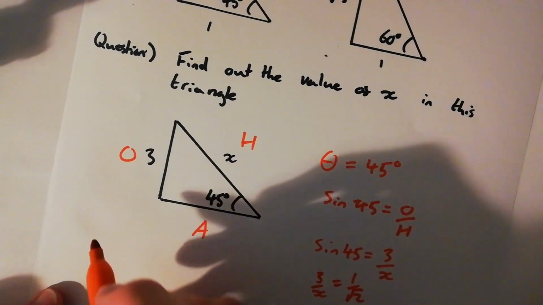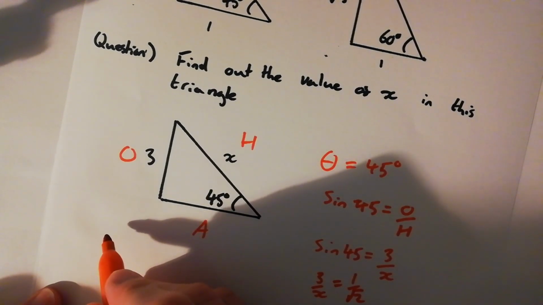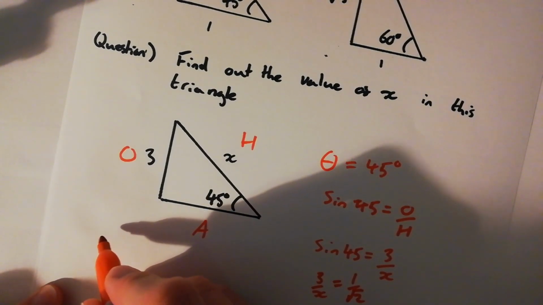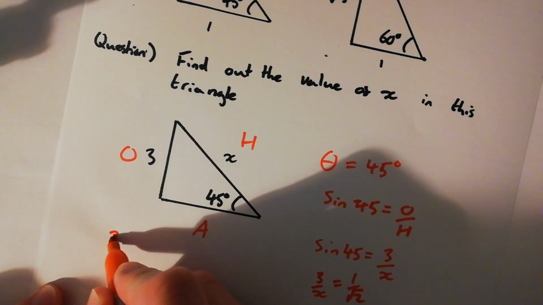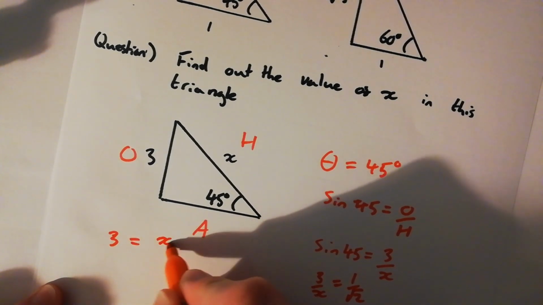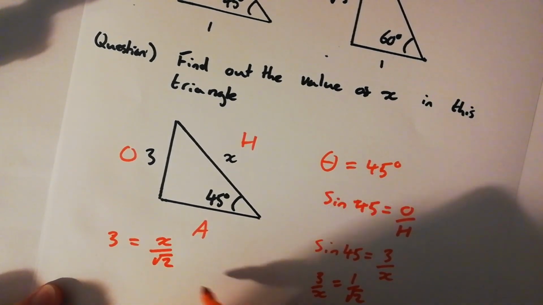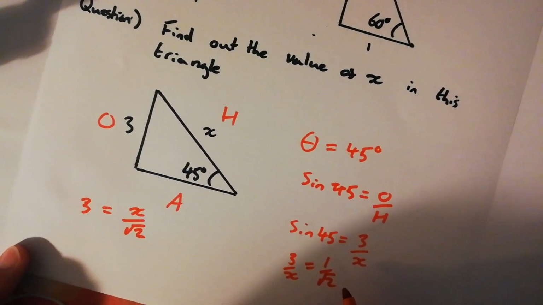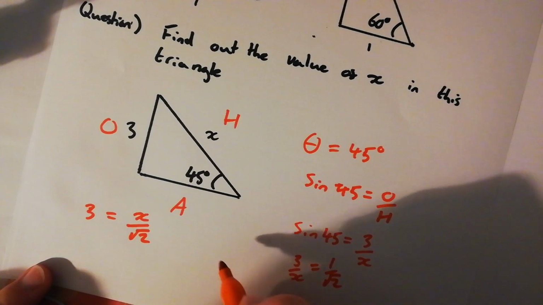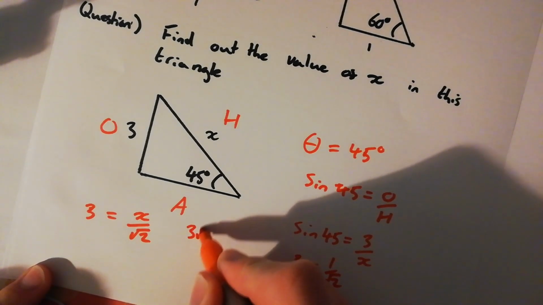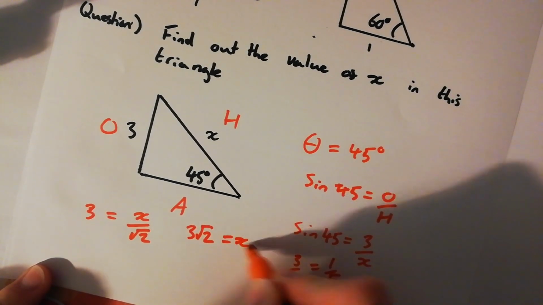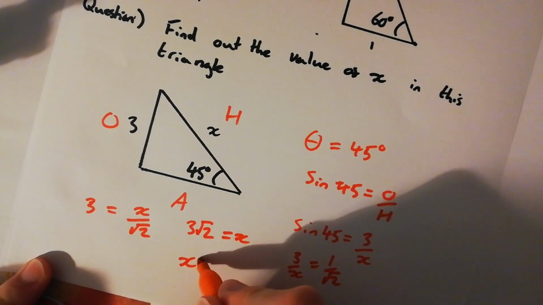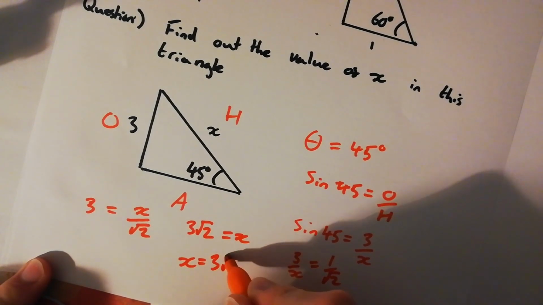Now, if we times both sides by x, you would get 3 equals x over root 2. We just got that from timesing both sides by x. Now if you times both sides by root 2, you get 3 root 2 equals x, and that would be your solution. x equals 3 root 2.